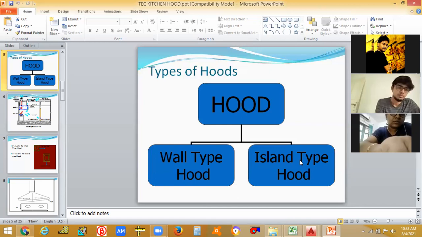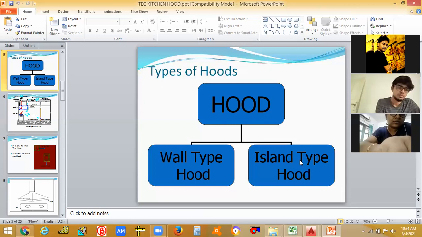Island type means usually it will be kept in the center portion or the central area of our kitchen, so we can move to all four sides and corners. In wall mounted type, one side will be placed on the wall. But in the island type, you know what an island is, right? An island is an area which has been covered by water on all four sides. In the same way, the island type hood is kept in the middle. It is not attached to any wall.